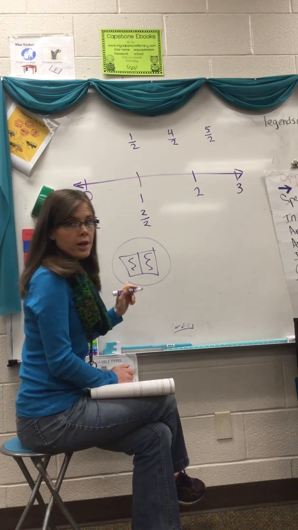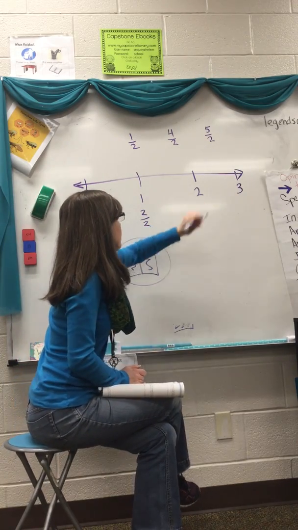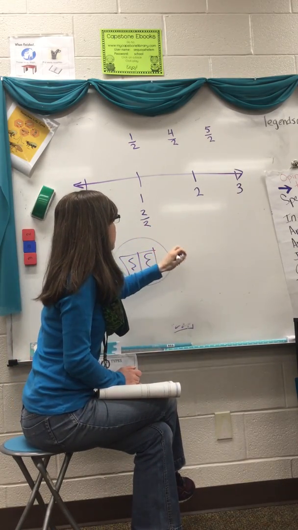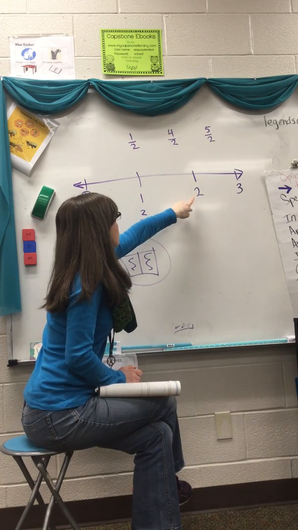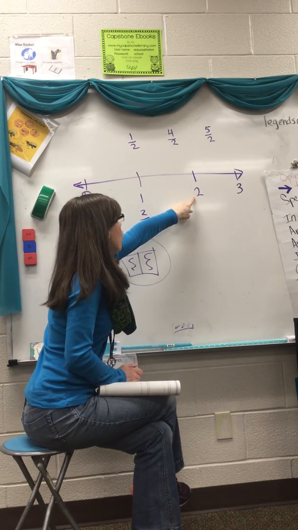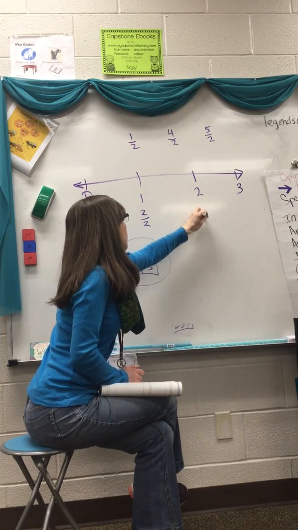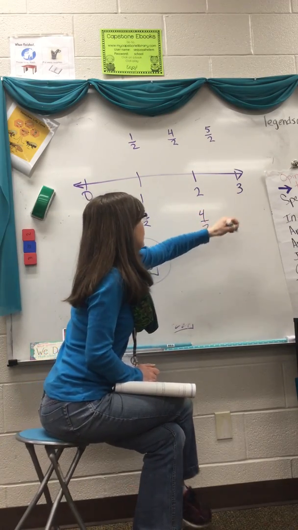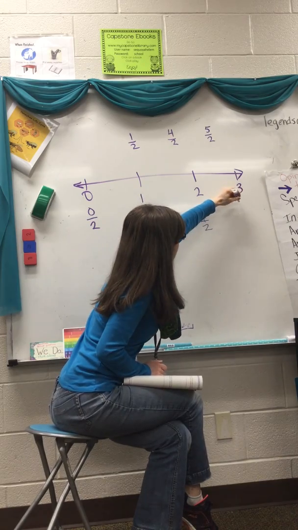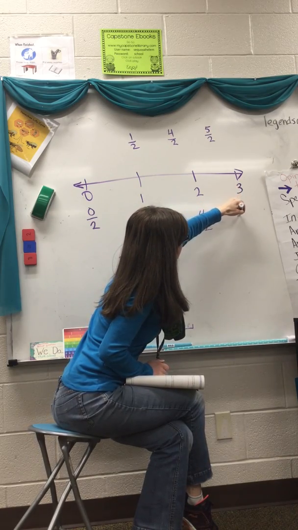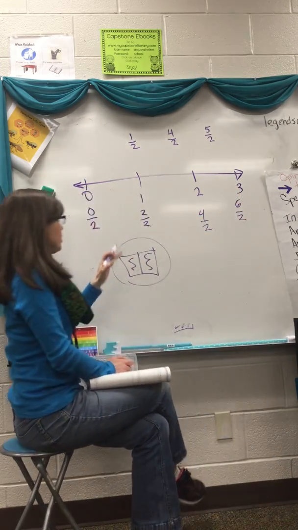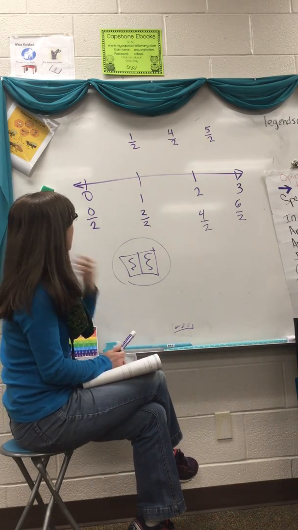Remember, we learned a trick on how to determine how many parts we have. We can multiply our whole by the number of parts. So 2 times 2 would be 4 over 2. And then 3 times 2 would be 6 over 2. All right, so that puts our whole numbers on.